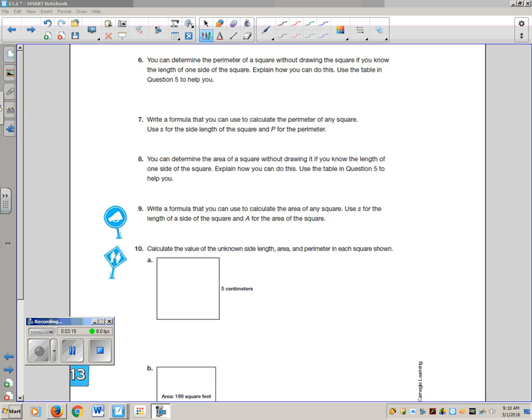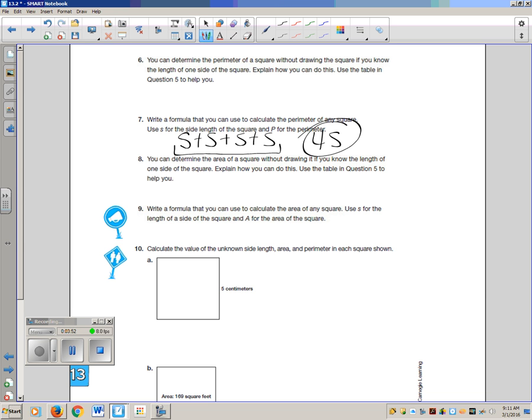Looking at number 7, write a formula that you can use to calculate the perimeter of any square. Use S for the side length. So if one side is S, they are all S. 4 S's you can combine. You got to be careful how you say that. 4 S's, 4 S. That's the formula. You can just add, or what I was doing with the chart, just multiply it times 4.